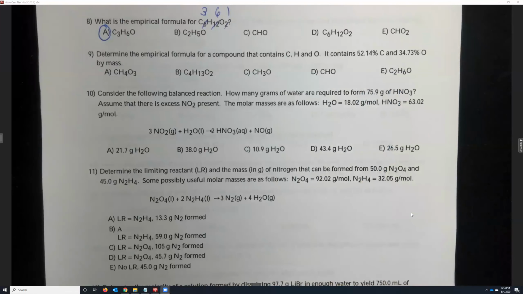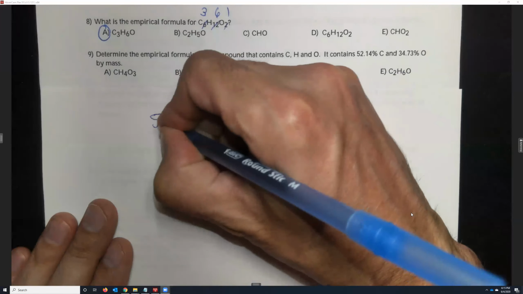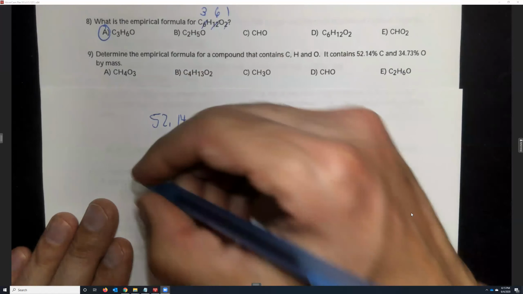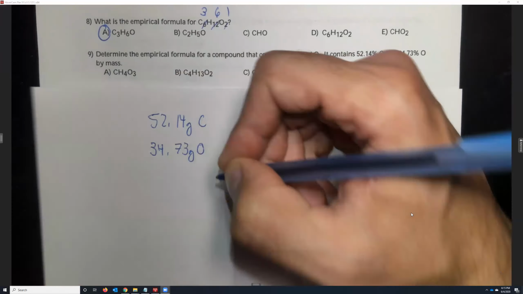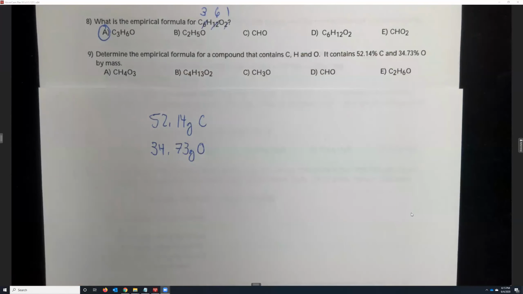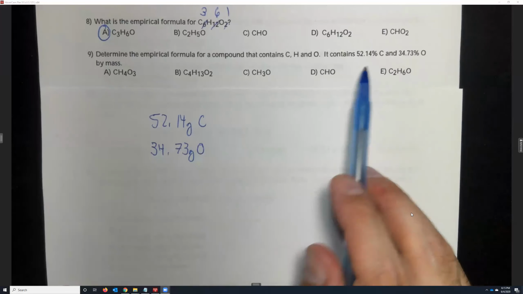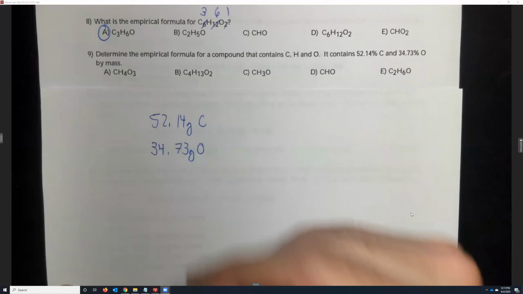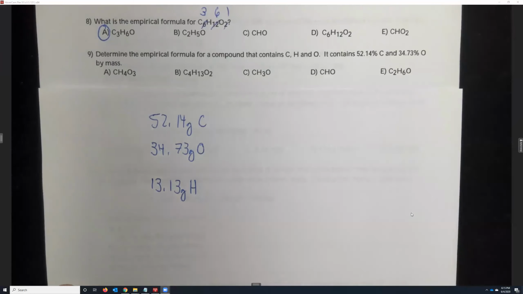If we assume that we have 100 grams of this compound, it means that we're going to have 52.14 grams of carbon because it's 52.14%. So if we have 100 grams, we have this many grams of carbon. And we have 34.73 grams of oxygen, okay? Now, we have to figure out how many grams of hydrogen we have. Well, we take 100 minus this, and whatever's left has to be hydrogen. And when you do that math, you find that there's 13.13 grams of hydrogen.